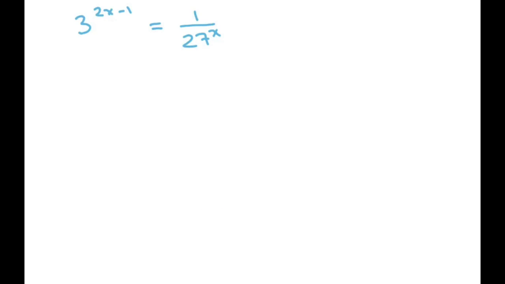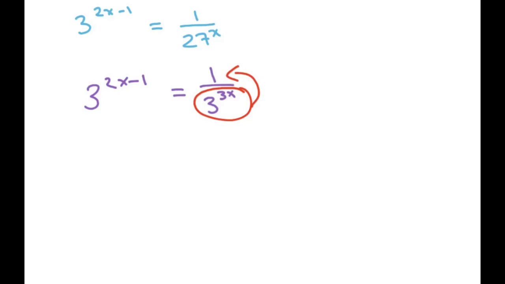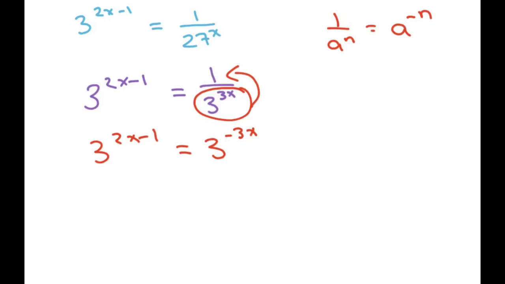Now, this one gets a little harder. So this is 3 to the 2x minus 1. This is going to be 1 over 3 cubed. 27 is 3 cubed times your x. I also want my base to be up here. So I'm going to write this as 3 to the 2x minus 1 equals 3 to the negative 3x. I'm using my property that this equals a to the negative n, and this would be my n. Now I have my bases equal, so you just solve.